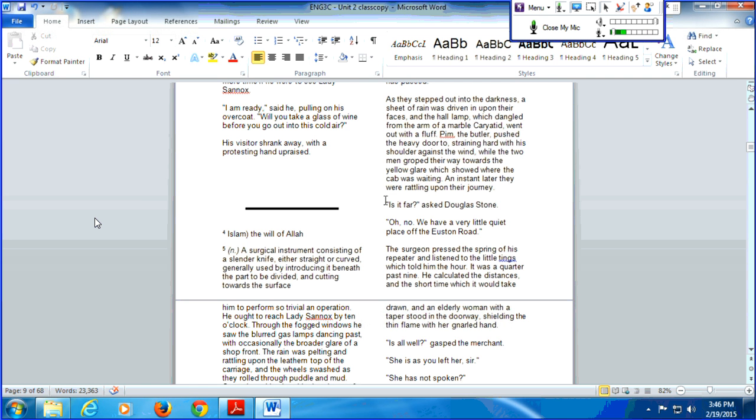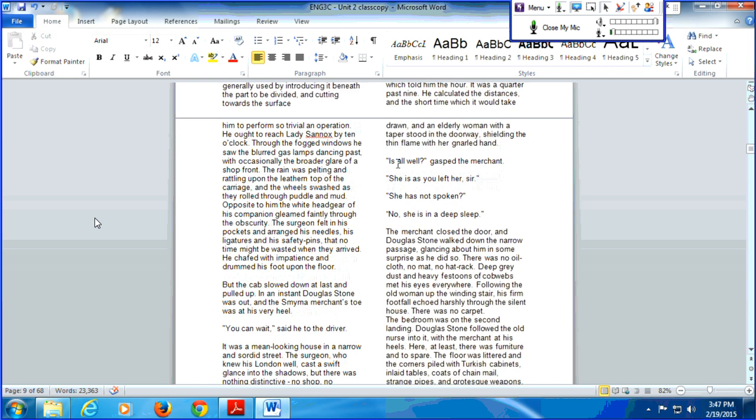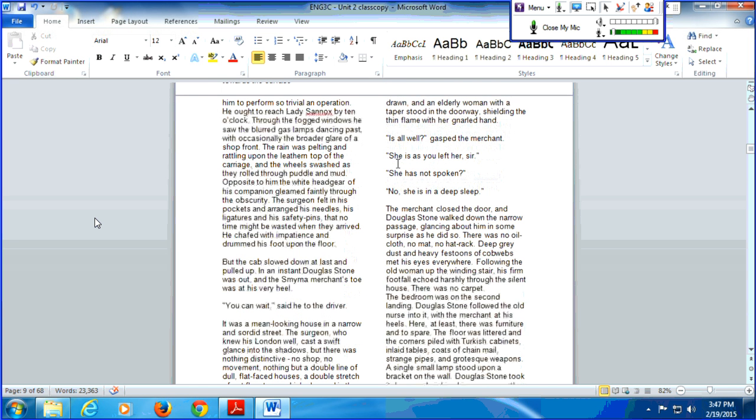The surgeon pressed the spring of his repeater, listening to the little tings which told him the hour. It was 9:15. He had calculated the distance and the short time it would take for Napoleon's operation. He reached Lake Sax by 10 o'clock.